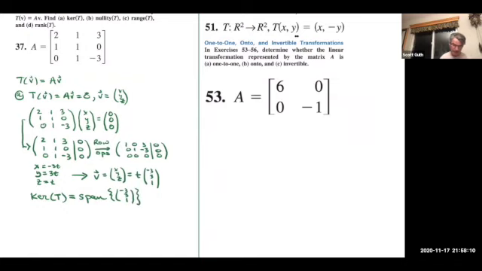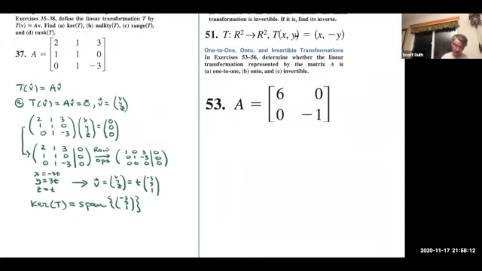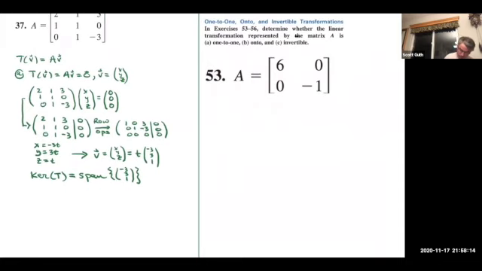Okay, so that's A. Now B, we want the nullity. That's easy. So the nullity of T is the dimension of the kernel of T. And the kernel is spanned by one vector, so this is one dimensional.